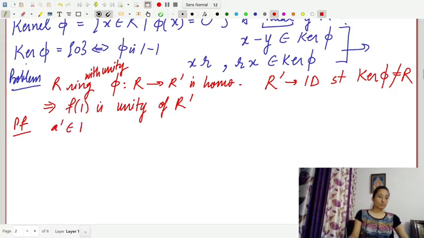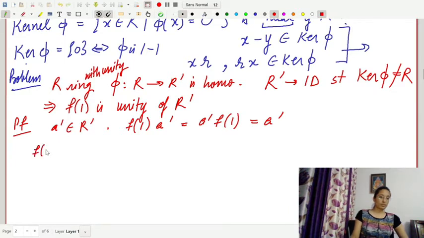Let a dash belong to R dash be any element of R dash, then we have to show that f of 1 a dash is equal to a dash f of 1 equal to a dash, right? So to show this, how will we do it? f of 1 a dash minus f of 1 a dash is equal to 0 dash. I have taken these two as the same things here.